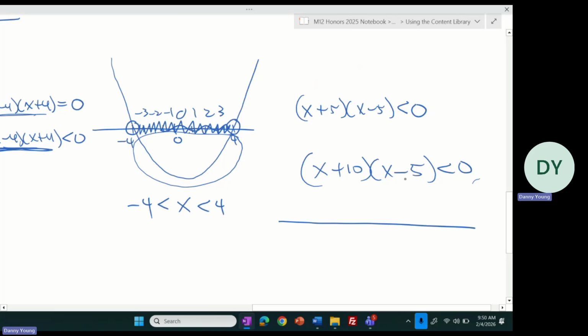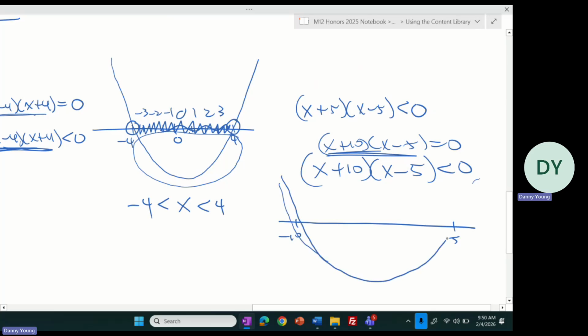Because if you make it equal to 0, if you were to solve x plus 10 times x minus 5 equals 0, what are the answers? -10 and +5. Your problem looks like this. So what answers can you have? 0, 1, 2, 3, 4, and then -1, -2, -3, all the way to -9. -9 to 4, those are the answers. So 4 plus 9 plus 1, so 14 answers.